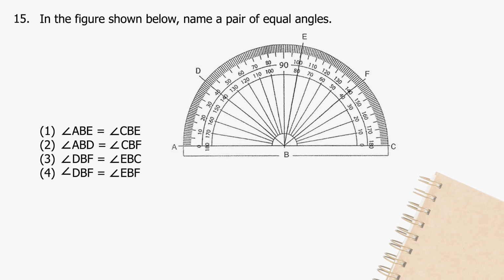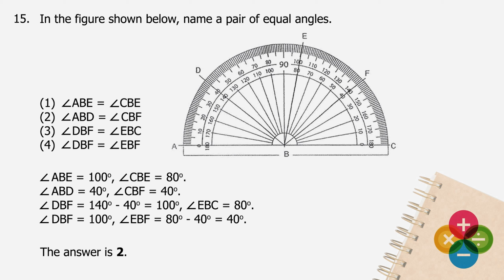Question 15. In the figure shown below, name a pair of equal angles. 1. Angle ABD is 100 degrees. Angle CBE is 80 degrees. 2. Angle ABD is 40 degrees. Angle CBF is 40 degrees. 3. Angle DBF is 100 degrees. Angle EBC is 80 degrees. 4. Angle DBF is 100 degrees. Angle EBF is 40 degrees. The answer is 2.